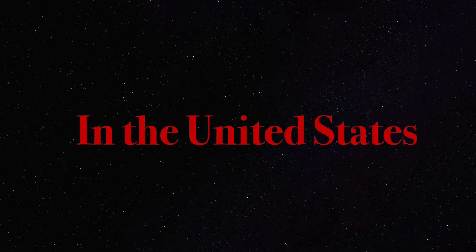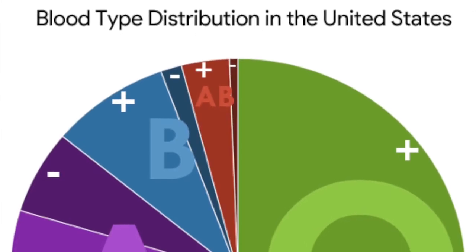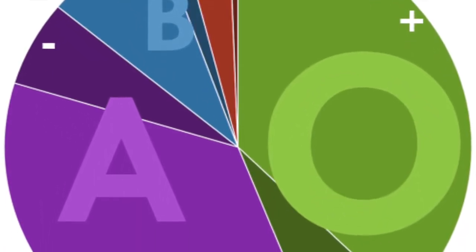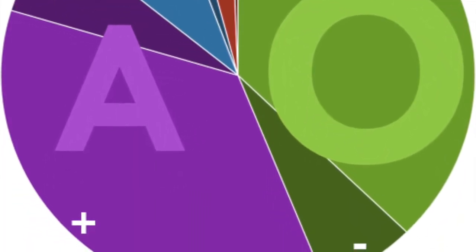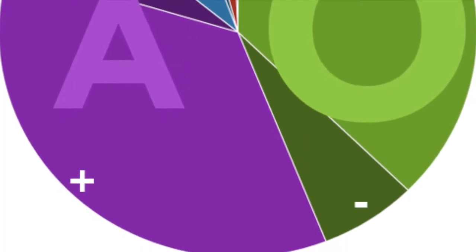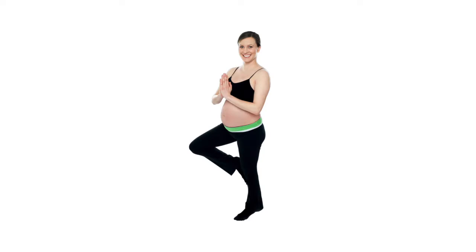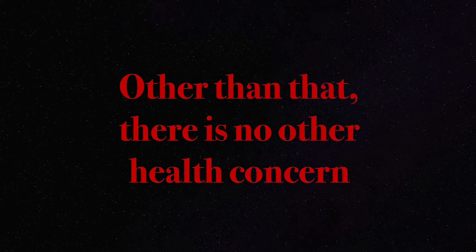So in the United States, approximately 85% of the population has Rh positive blood, leaving only 15% with Rh negative blood. The only side effect of having a negative blood type is for women. If they get pregnant with a positive blood baby, their body will attack it. But aside from that, there's no complications really for having a negative blood type.